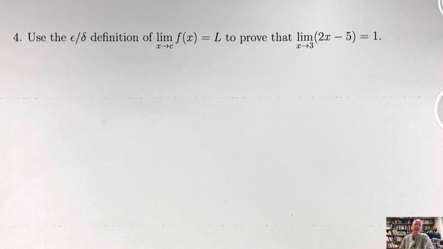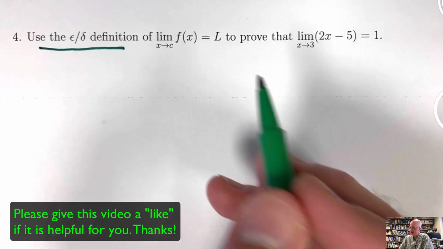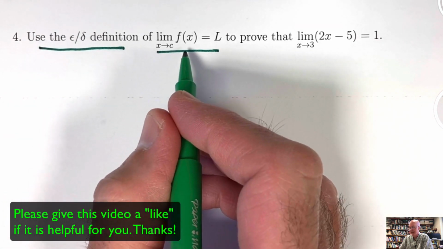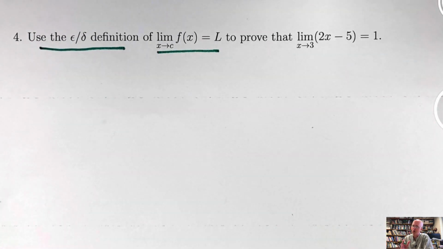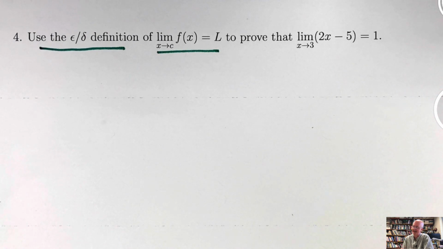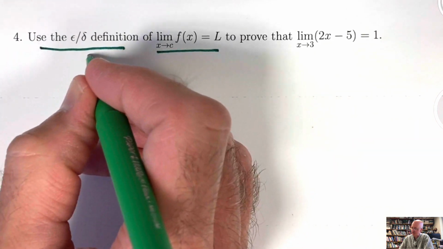Our last problem is a proof with the epsilon-delta definition of a limit. Use the epsilon-delta definition of this equality, the limit as x approaches c of f of x equaling L, to prove a fairly simple limit. So this is really overkill, but it's worth it to get some practice with the definition of a limit. When you have a linear function, it leads to the easiest kinds of proofs, but we still have to wrestle with the definition itself. So let's go ahead and write down the definition here.